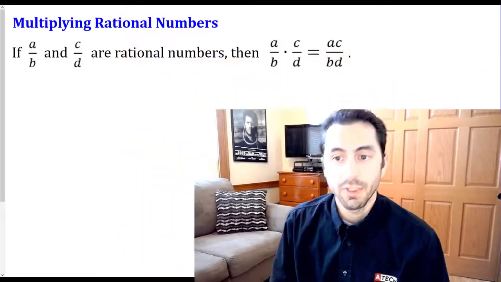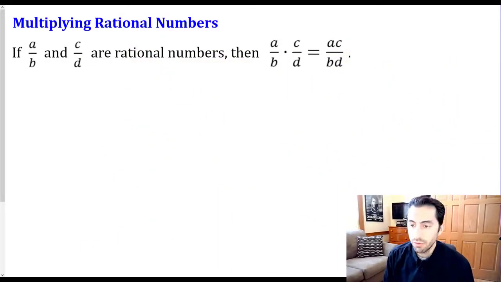Hello everyone. In this video, let's talk about how we multiply rational numbers. On the screen, I have the rule for multiplying rational numbers, multiplying two fractions. It says if a over b and c over d are rational numbers, there would be some rules on those as well, like b and d cannot be 0.